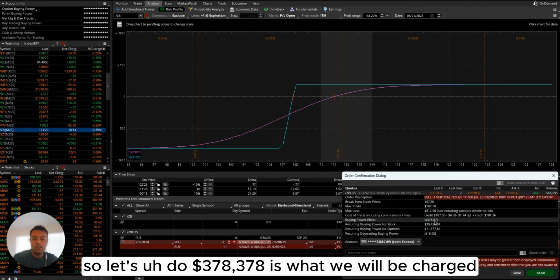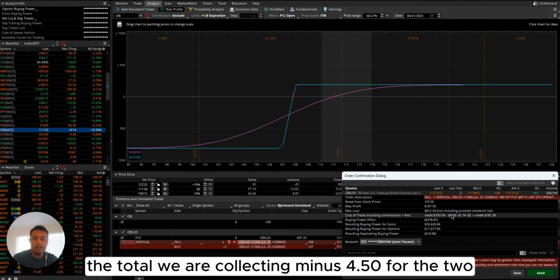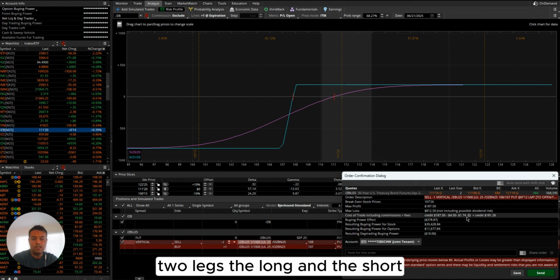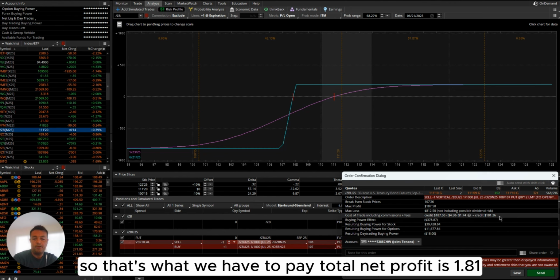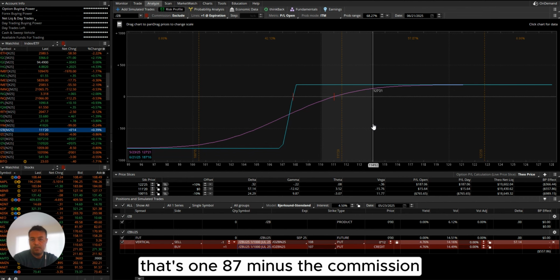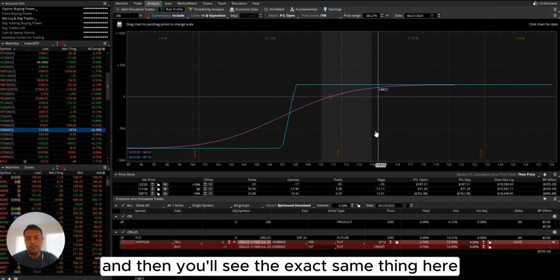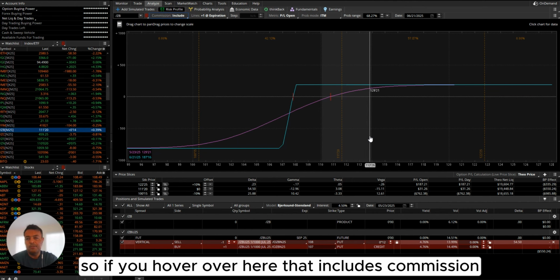$378 is what we will be charged, or that will be a buying power effect. 187 is the total we are collecting, minus 450 for the two legs, the long and the short, and then 174 is the exchange fee. So that's what we have to pay. Total net profit is 181. If you hover over here, that's 187 minus the commission. You can also exclude commission or include commission, and then you'll see the exact same thing here. So if you hover over here, that includes commission.